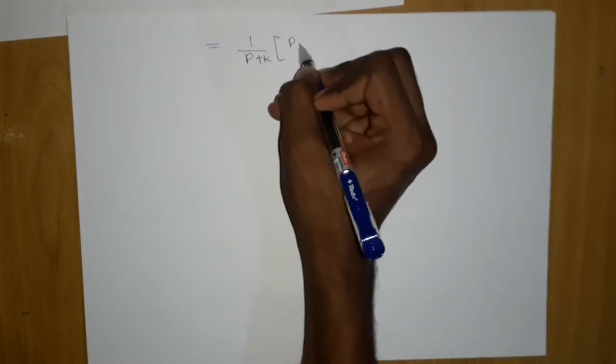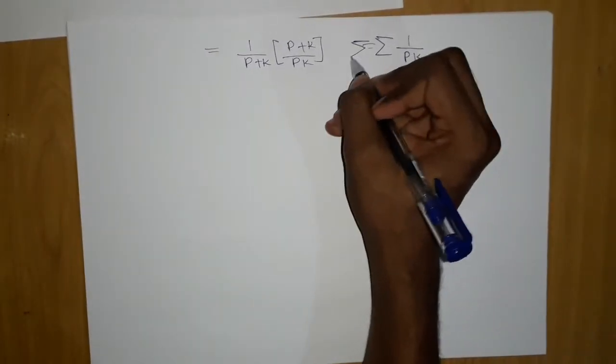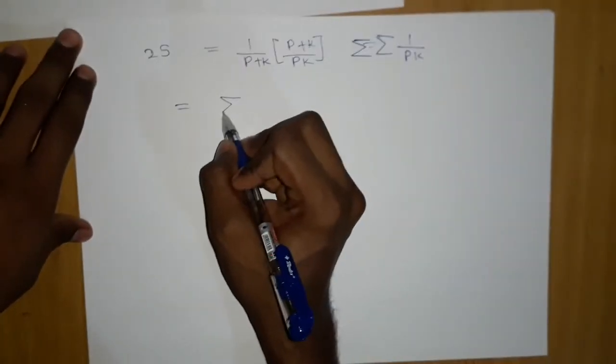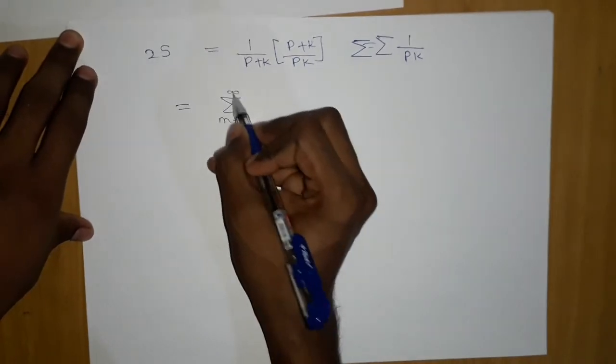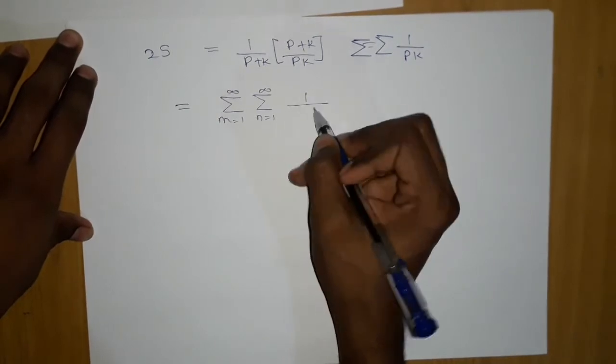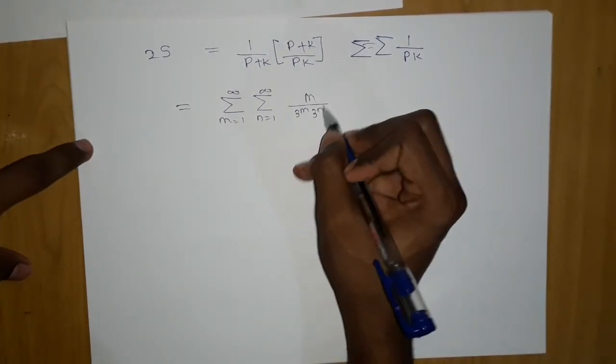Okay, if I multiply p plus k upon p into k, this p plus k will cancel out, giving me 1 upon p into k. And here will be two summations, and this will be 2s. Now further on, if I resubstitute the p and k values, I have m equals 1 to infinity, n equals 1 to infinity. If I resubstitute it, I have 3 by m upon m, 3 by n upon n.